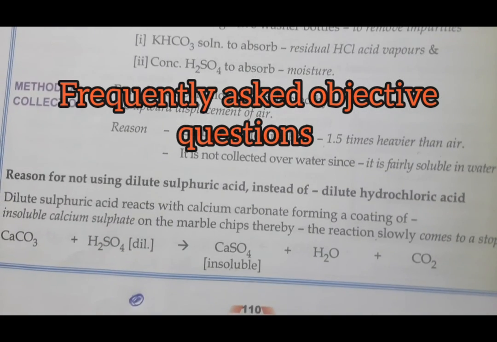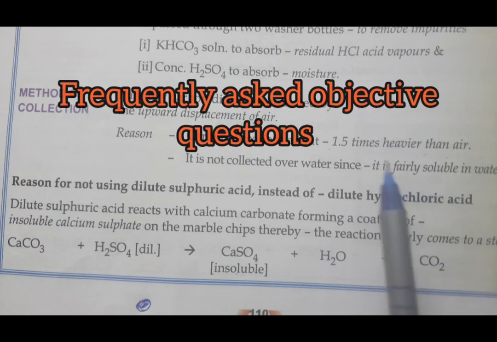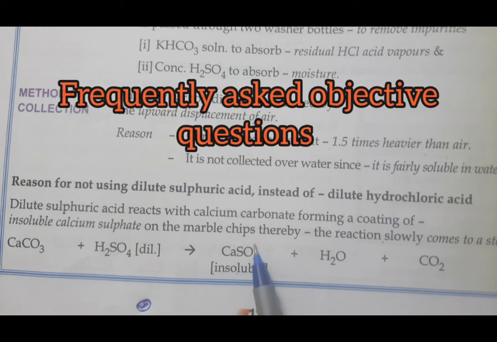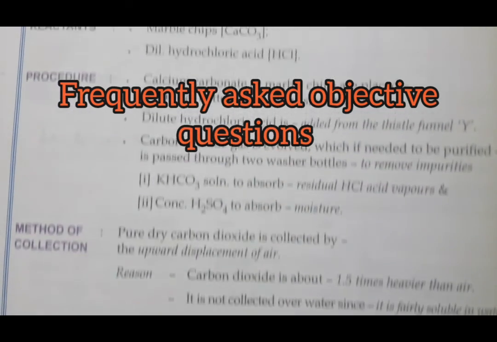And the next question they may ask you, why can't we use sulfuric acid instead of hydrochloric acid in the lab preparation of carbon dioxide? You have to say insoluble calcium sulfate is formed, which will coat the marble chip, whereby the further reaction becomes slow.